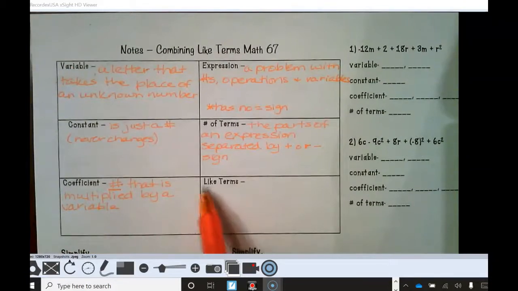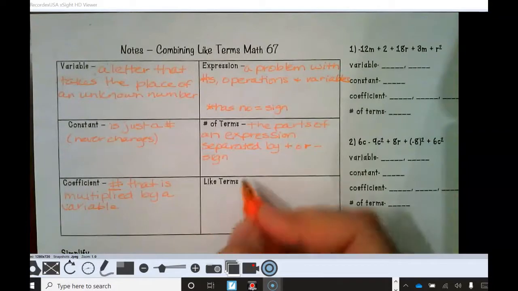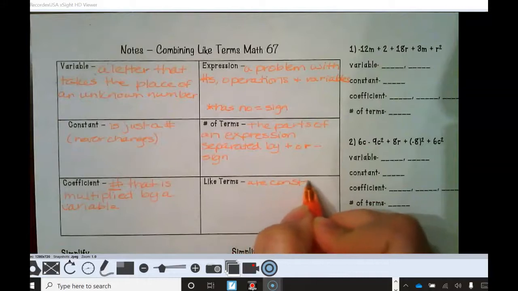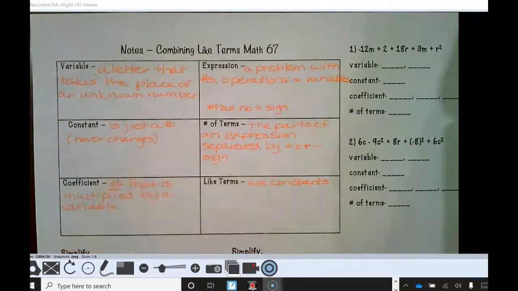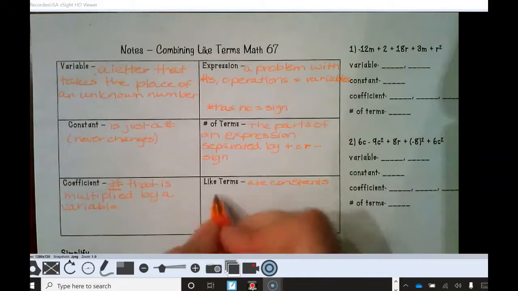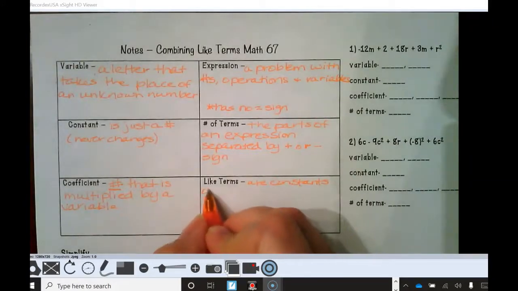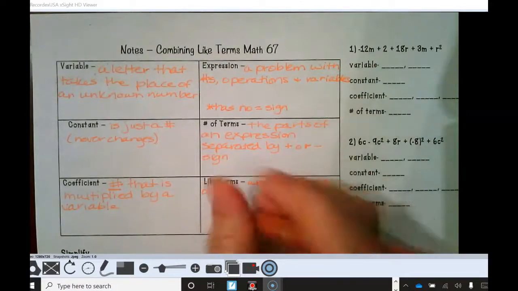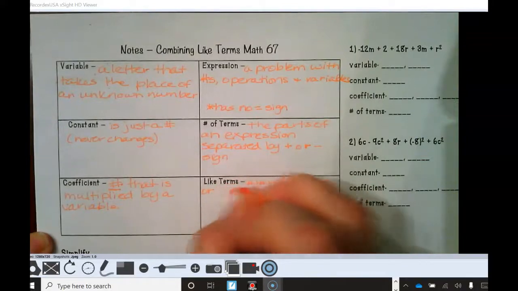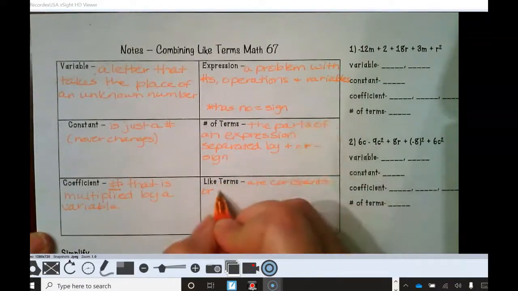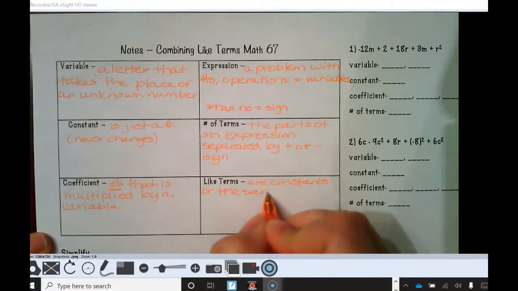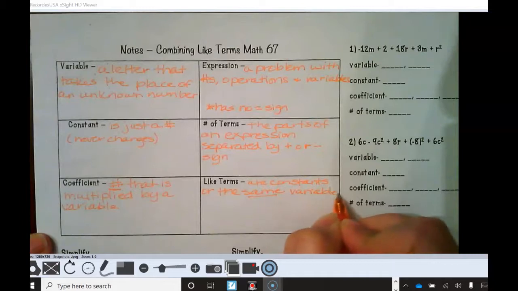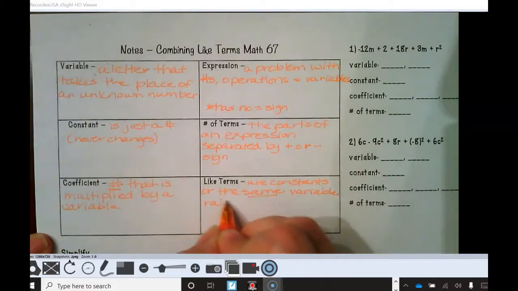Okay, and the last thing are like terms. Like terms are constants. And remember, constants are just plain old numbers. Or they are variables. Oops, no, sorry. It is the same variable raised to the same power.